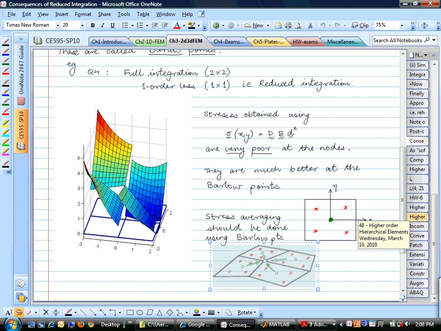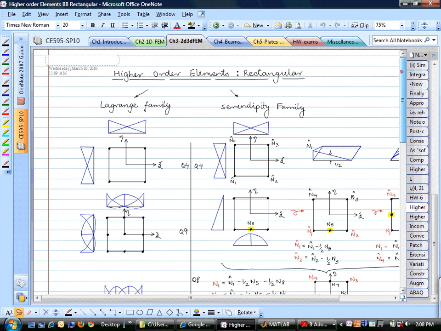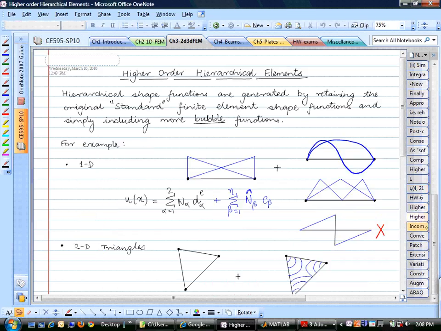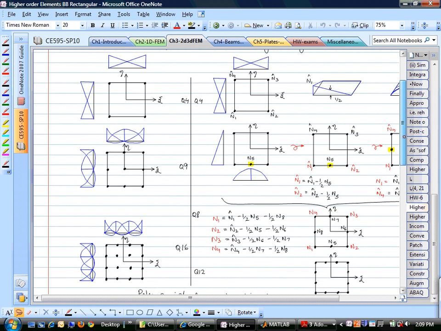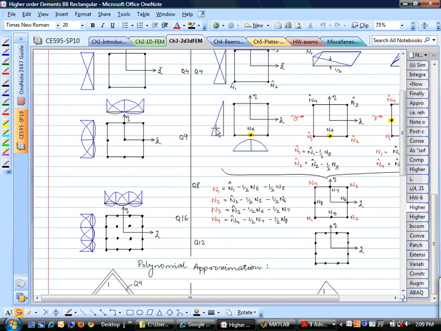And then we talked about some of these higher order elements. These are higher order rectangular elements, the hierarchical elements. In the rectangular elements, we had 2 types of families of higher order elements. One is the Lagrange family, where you keep adding nodes in both directions uniformly, 3 nodes in C and eta. But the Serendipity family is a little more tricky, and you should make sure you understand how you can construct a new element using this serendipity idea.